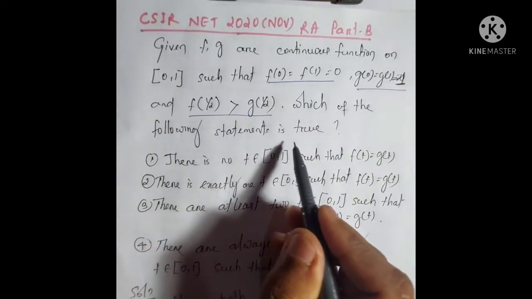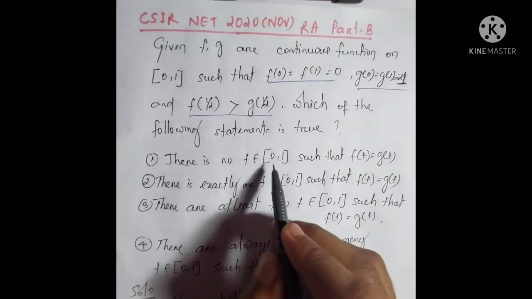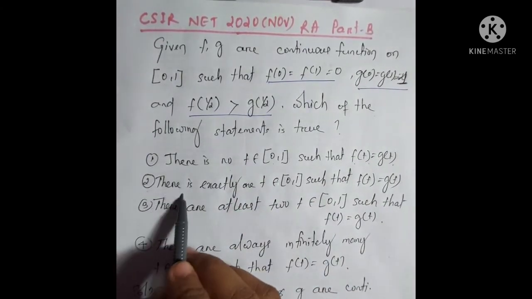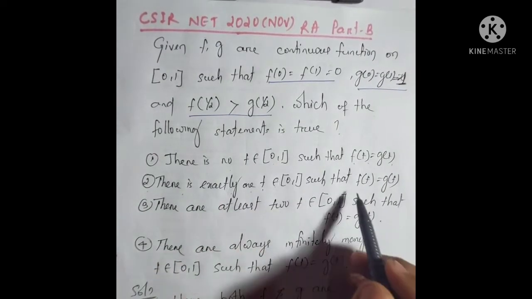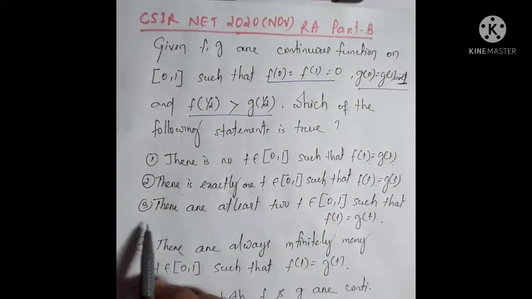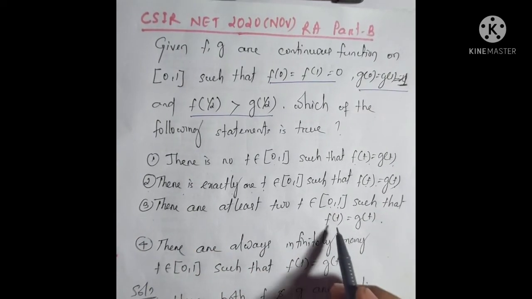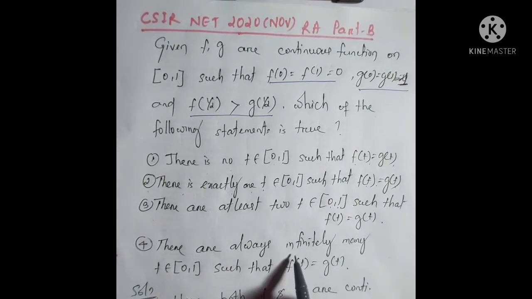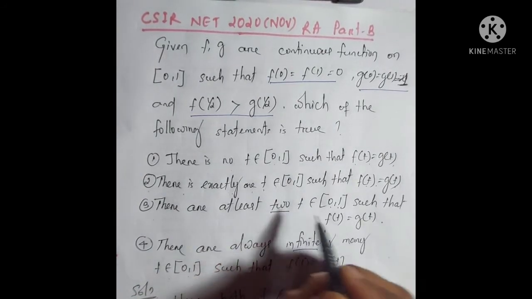Option 1: there is no t in [0,1] such that f(t) = g(t). Option 2: there is exactly one t in [0,1] such that f(t) = g(t). Option 3: there are at least 2 t in [0,1] such that f(t) = g(t). Option 4: there are always infinitely many t in [0,1] such that f(t) = g(t).